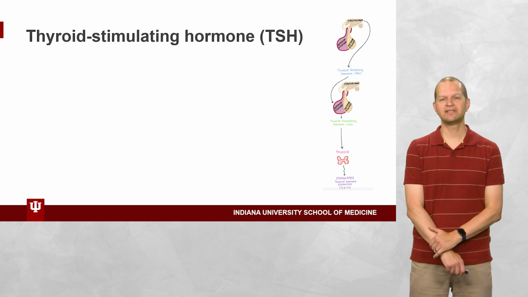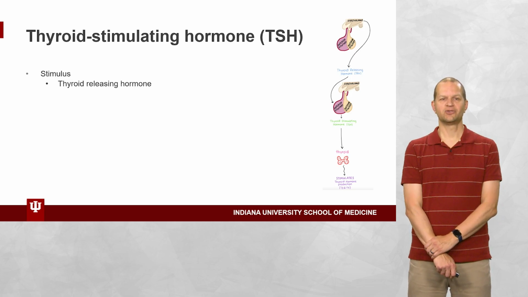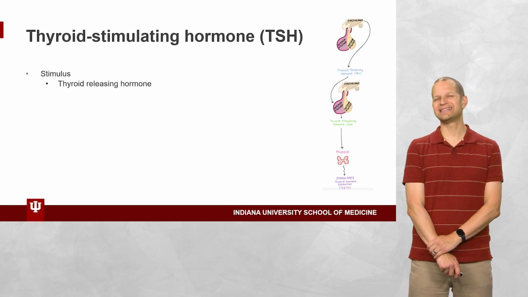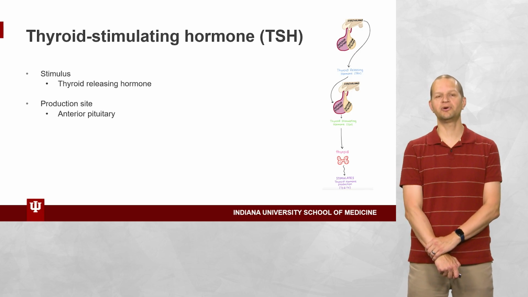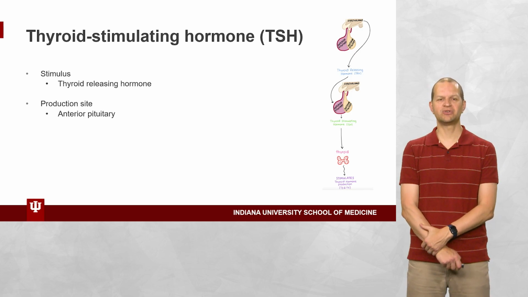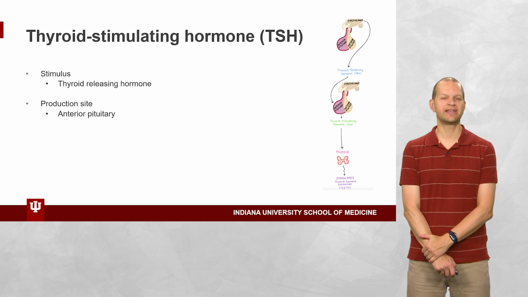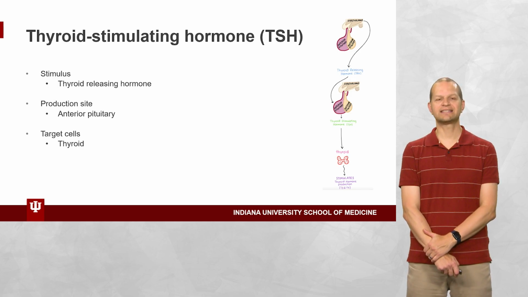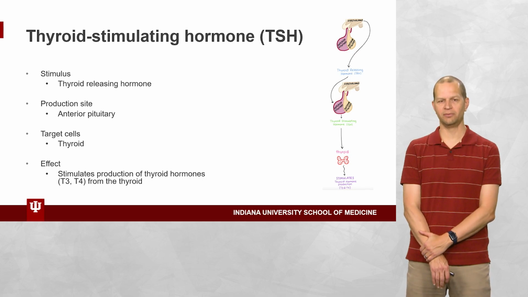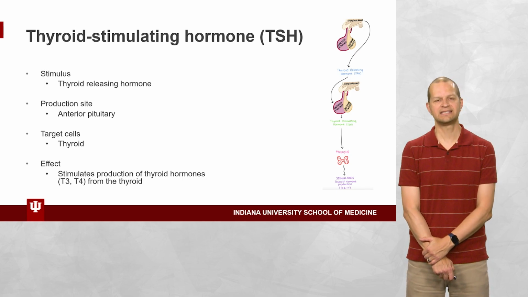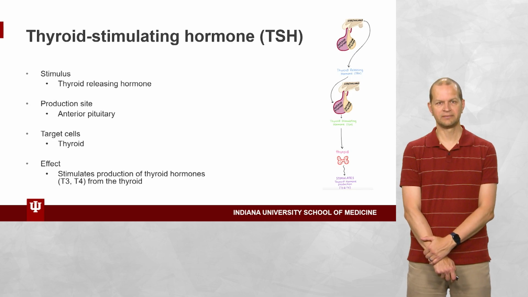Next, we've got thyroid stimulating hormone. Okay, so this is also stimulated by the release of a releasing hormone from the hypothalamus. In this case, it's thyroid releasing hormone. Anterior pituitary is where this thyroid stimulating hormone is produced, and it targets the thyroid, and the thyroid then stimulates the production of thyroid hormones from the thyroid, specifically T3 and T4.